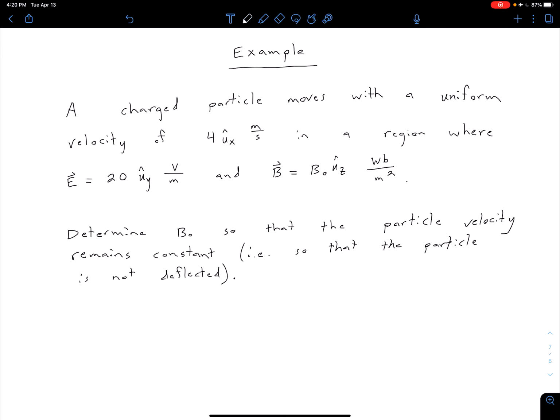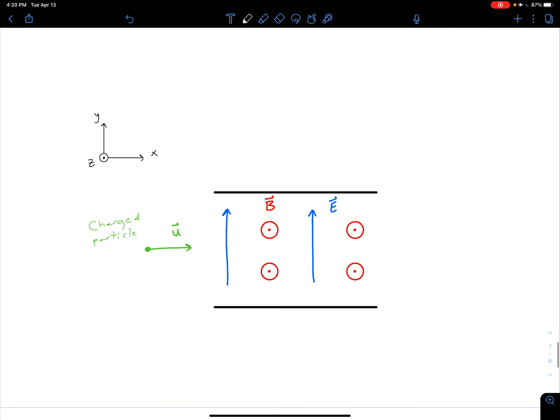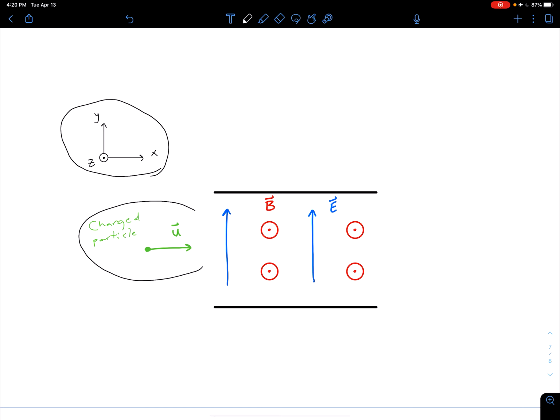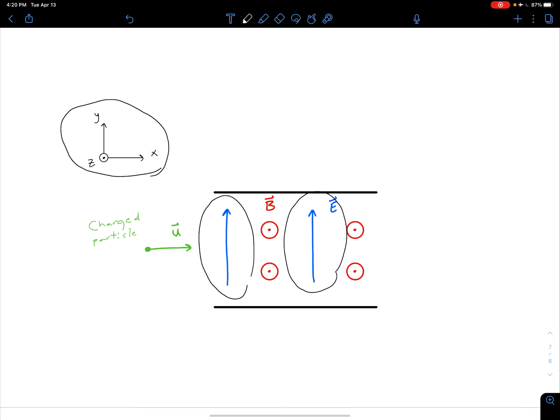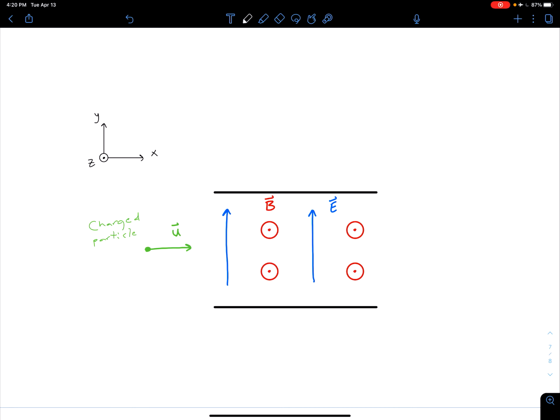So as always, a good first step is to draw out what this system looks like. So here I have our rough system. So we have some coordinate system here. Notice we have x going left to right, so we have our charged particle moving towards the right with velocity u, and of course that is just a stand-in for our 4 meters per second. We have our electric field represented by these two blue lines, and we notice that is in our y direction.